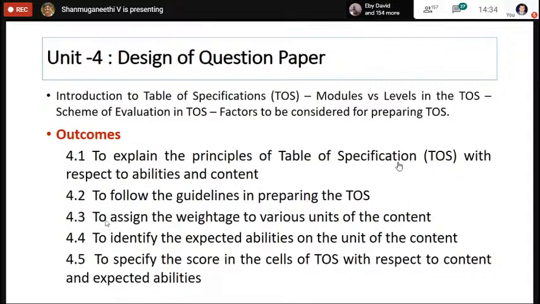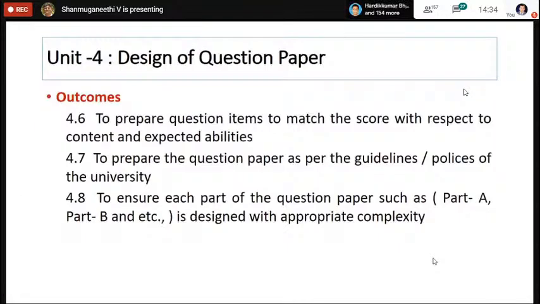Assign the weightage for various units of the content, identify the expected ability of the unit of the content, and specify the scores in each cell of the TOS with respect to the content and the expected ability. So these are the things we have discussed. Then prepare the question items to match the score with respect to the content and expected ability. Then last, how I have to map this table with the guidelines or policies of the university that we have discussed here.